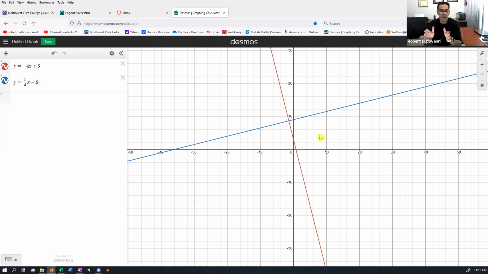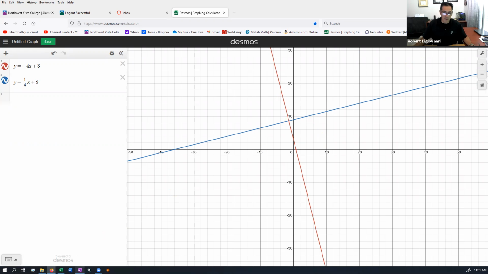So at the end of the day, to determine if two lines are parallel or perpendicular, what you have to do is compare their slopes. If the slopes are the same, you're parallel. If they're opposite reciprocals, they are perpendicular. What if they're neither? What if they're not equal or opposite reciprocals? Then what? Are they skew? They'd be skew, okay?